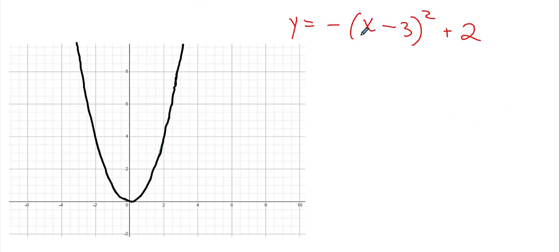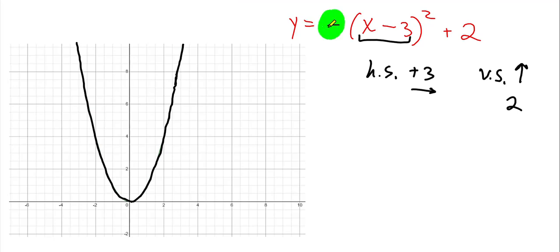Well, first of all, on the inside, I have a horizontal shift of +3, in other words, in this positive direction. But on the outside here, I have a +2, so that means it's a vertical shift up by 2. Okay, that's easy enough to see. But I did not specifically describe what this is. What does the negative do for us?